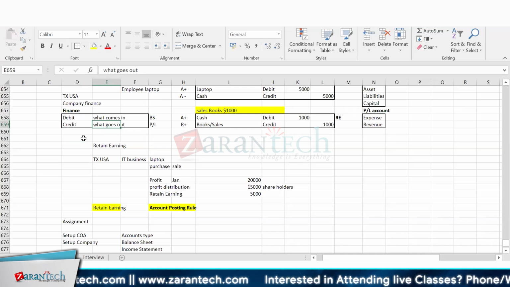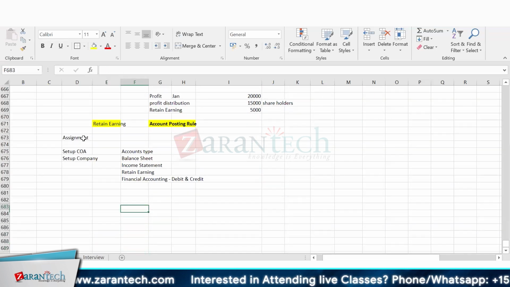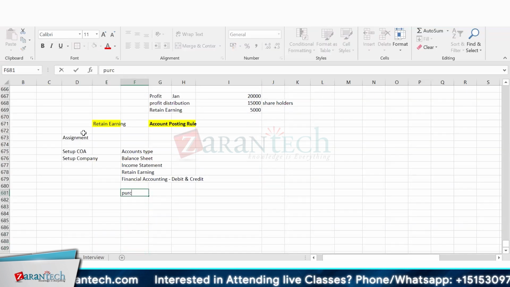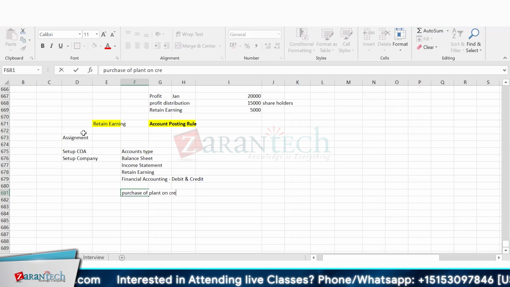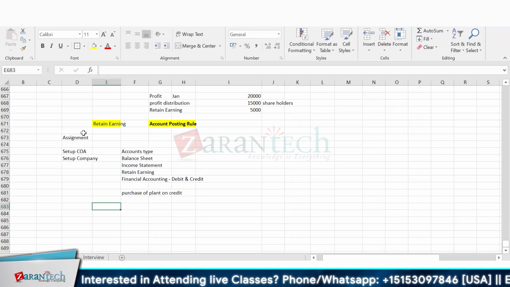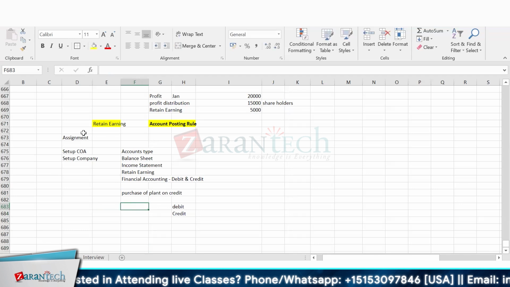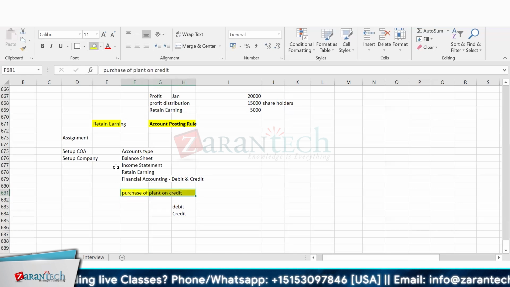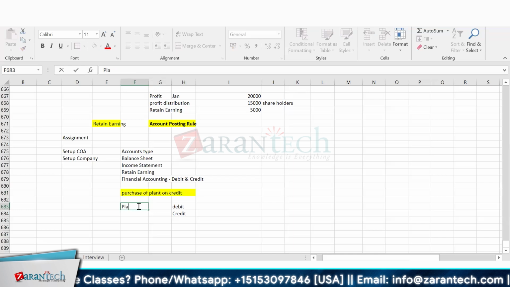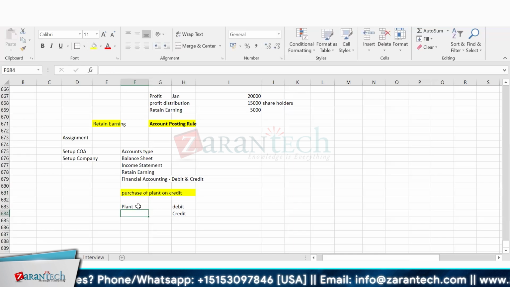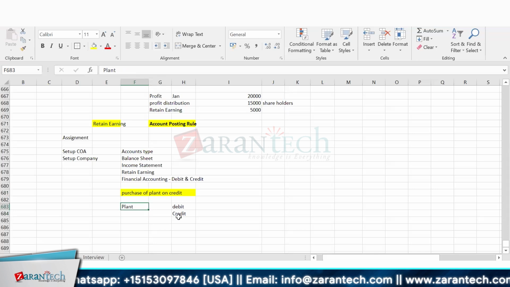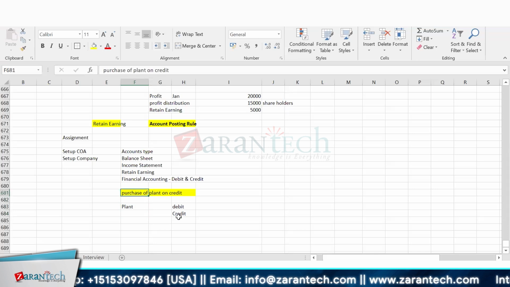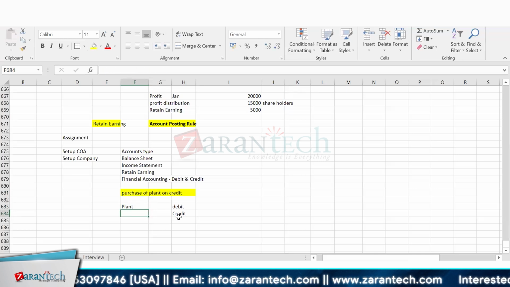If purchase of plant on credit, purchase of plant is another transaction. Purchase of plant on credit, not on cash. So what would be the debit and credit entries? Anyone? What comes in here for this transaction? Plant as asset, yes, you are right. Don't hesitate to answer. Be confident. Yes, plant is debit. What goes out? Cash? Now here, this is on credit, not cash. Credit.